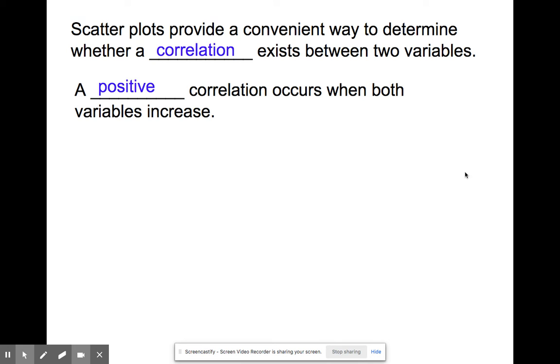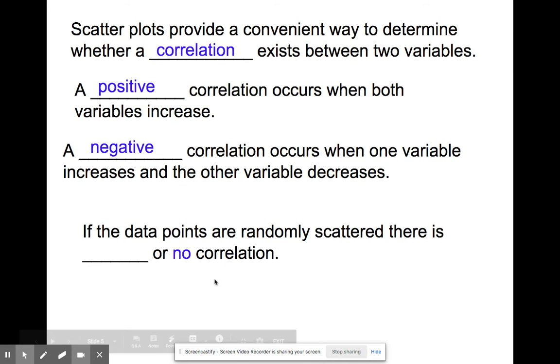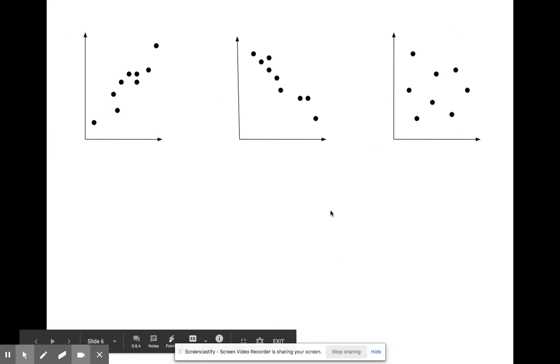A positive correlation occurs when both variables increase. So as x increases, your independent variable increases, your y will also increase. A negative correlation occurs when one variable increases. So as your independent variable increases, the year increases, and the other variable decreases. So in that tornado aspect, as the year gets bigger, your x is increasing, your y would be decreasing, so we wouldn't see a connection between the number of tornadoes and the year. And then, of course, if the data points are randomly scattered, there is little or no correlation to our two variables.